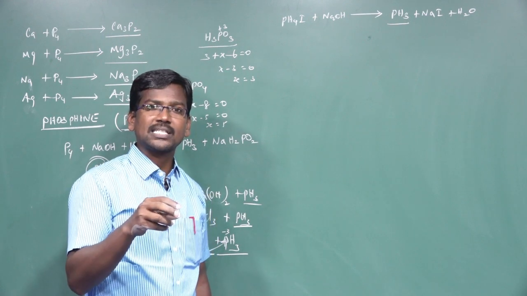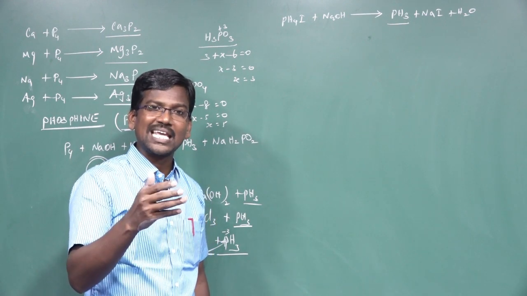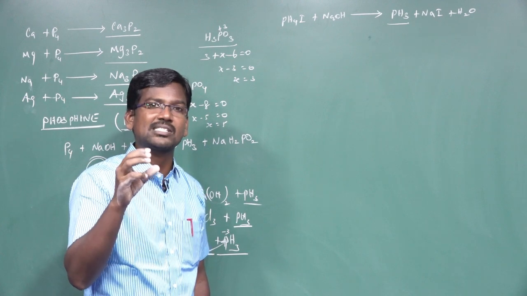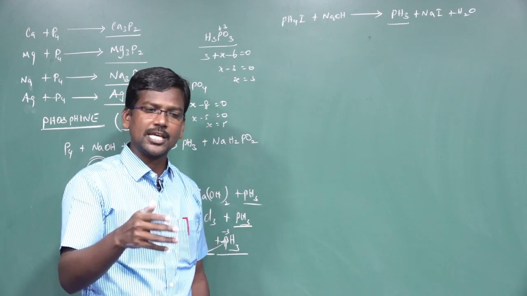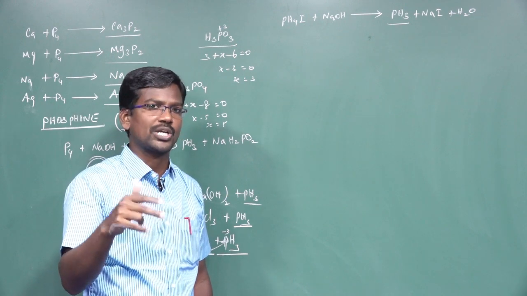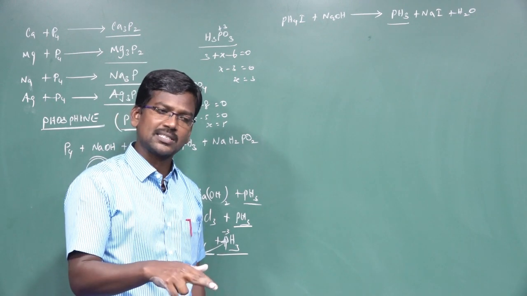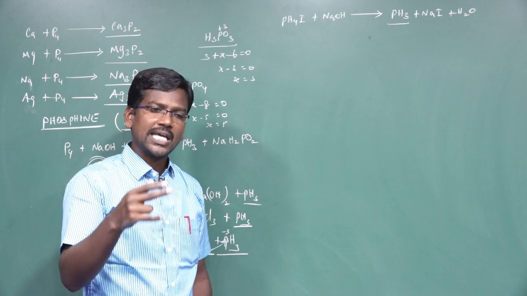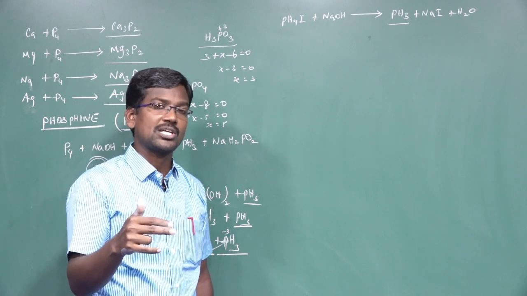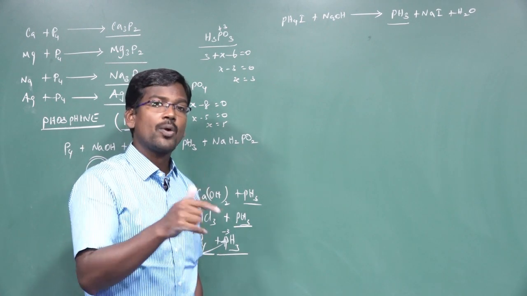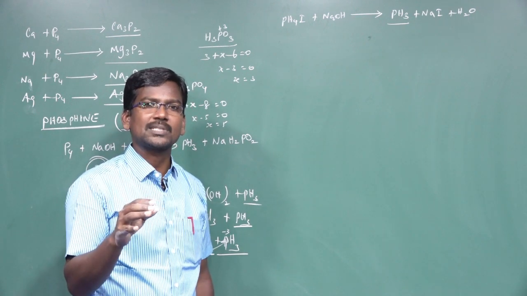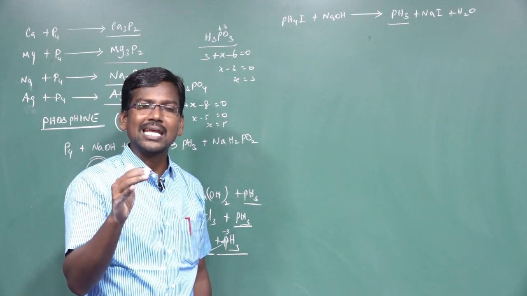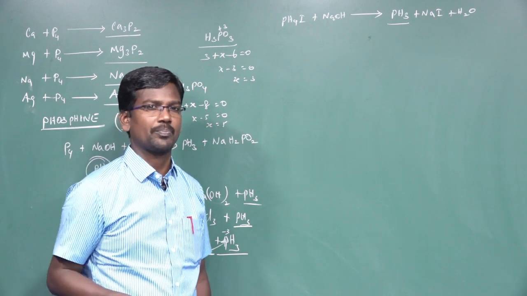It is a neutral substance, that's why it does not show any characteristic litmus changes. If the solution is acidic, blue litmus paper changes to red. If it is basic, red litmus paper changes to blue. But phosphine is a neutral substance, so it does not show any characteristic change of litmus paper.